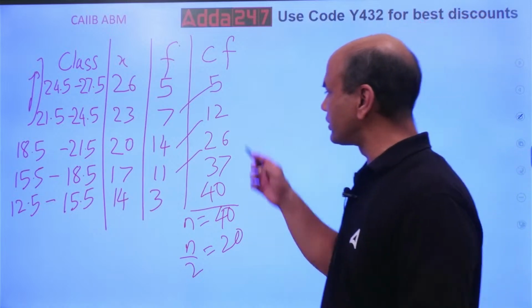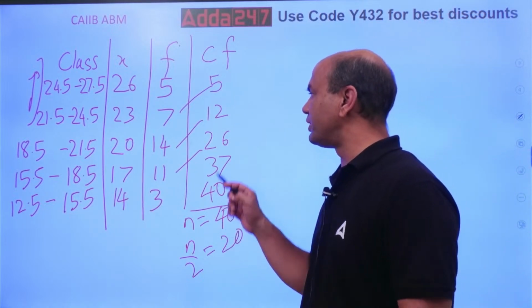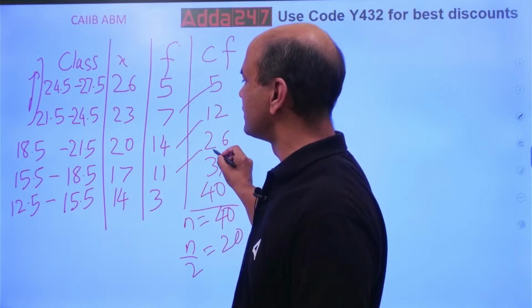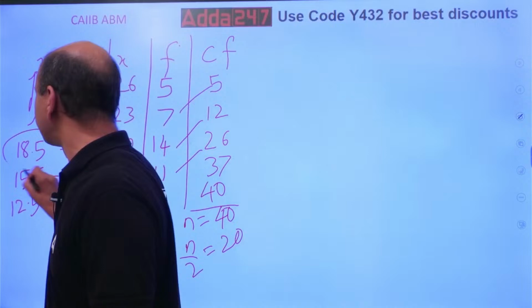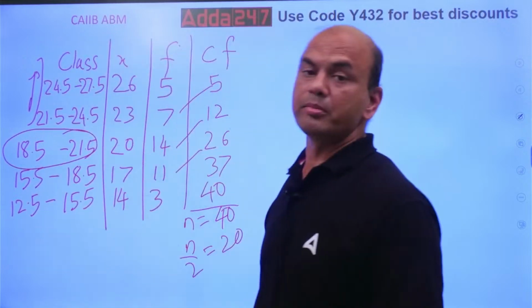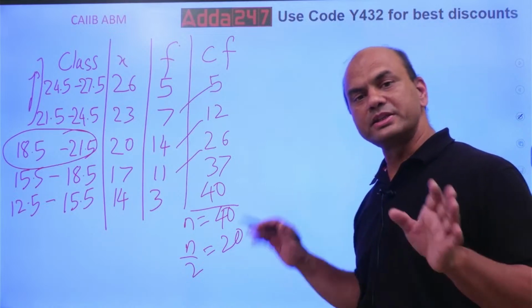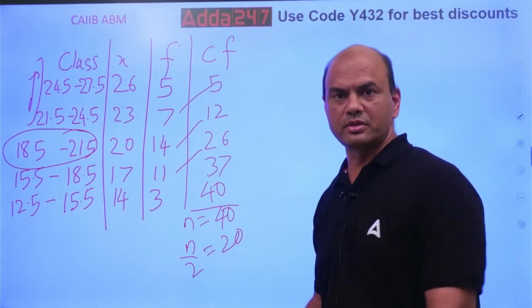So where is N upon 2? Where will N upon 2 lie? Where will 20 lie? 20 will lie between this, see this, 12 and 26. So 20 will lie over here. So this becomes your median class. This becomes your median class. Now based on this, the whole numerical is to be solved.